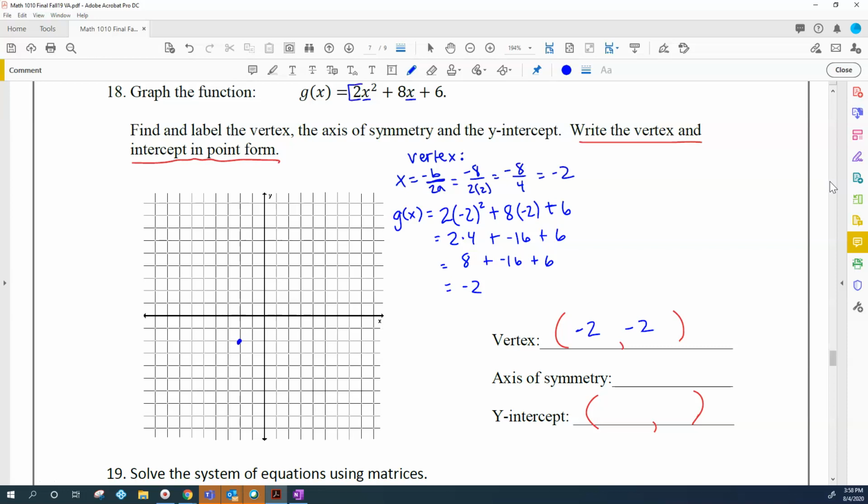Notice that my leading coefficient is positive, so I know it's going to be a right side up parabola. Okay. Now, can somebody tell me, where would the axis of symmetry be? How can I find that axis of symmetry? There's a very easy way to do it, and some of you figured that out. What is that?